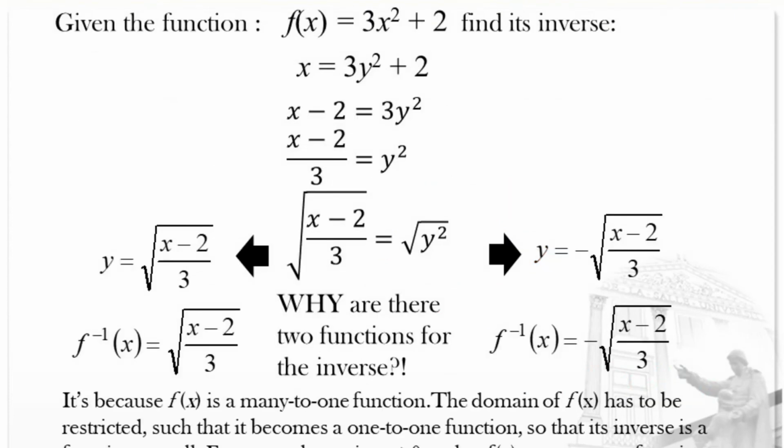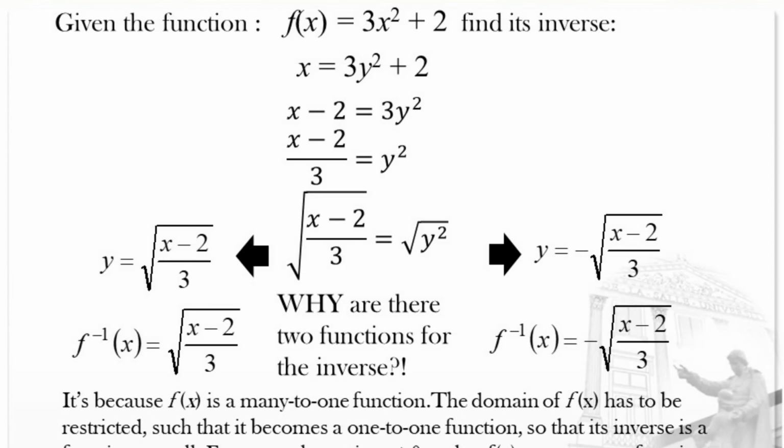Another example: f of x is equal to 3x squared plus 2. Find its inverse. In this particular example, if you have noticed, there are two values of y, one negative and one positive. So there are two functions for the inverse because it's a many-to-one function. The domain of the original function has to be restricted such that it becomes a one-to-one function. So this is not a one-to-one function, because there are two values of y, one negative and one positive.